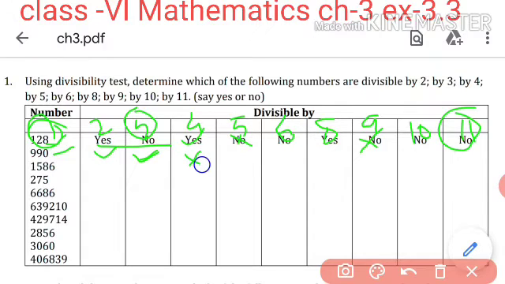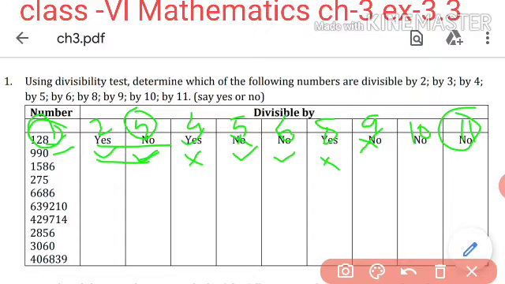Now for 5. The last digit is what? 0. So if the last digit is 0, then the number will be divisible by 5. Now for 6, what is the divisibility test for 6? The number should be divisible by 2 and 3, isn't it? Now here 2 and 3 are what? 2 and 3 are yes. So the divisibility test of 6 will be yes. Now for 8, you have to divide 990 by 8. If you divide, you will see it is not divisible, so it will be no.